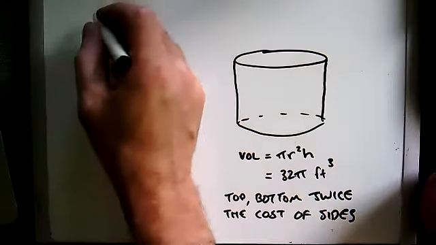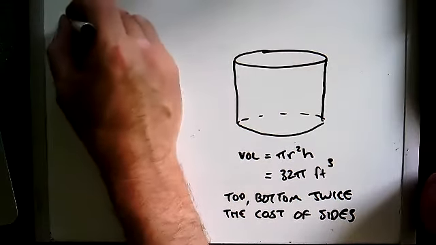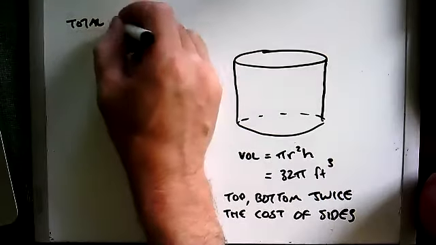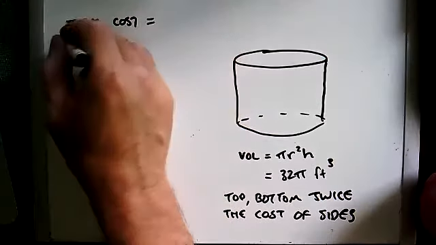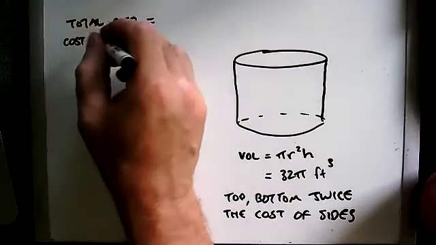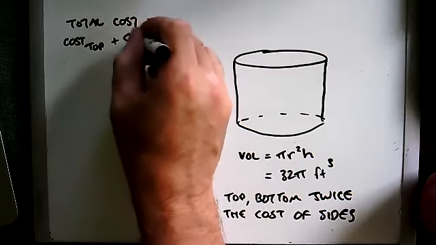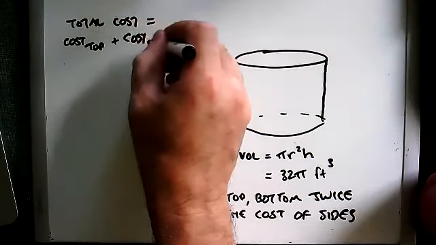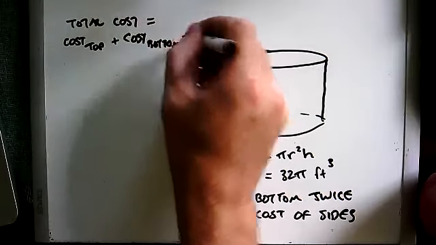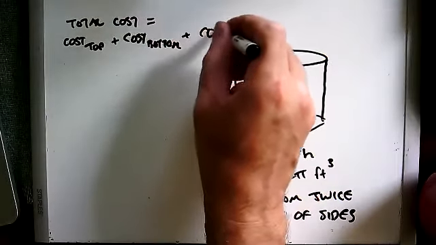Okay, well, if I just write this out using words, if I write total cost, how are we going to do this? Total cost equals cost of the top plus the cost of the bottom plus the cost of the sides, right?